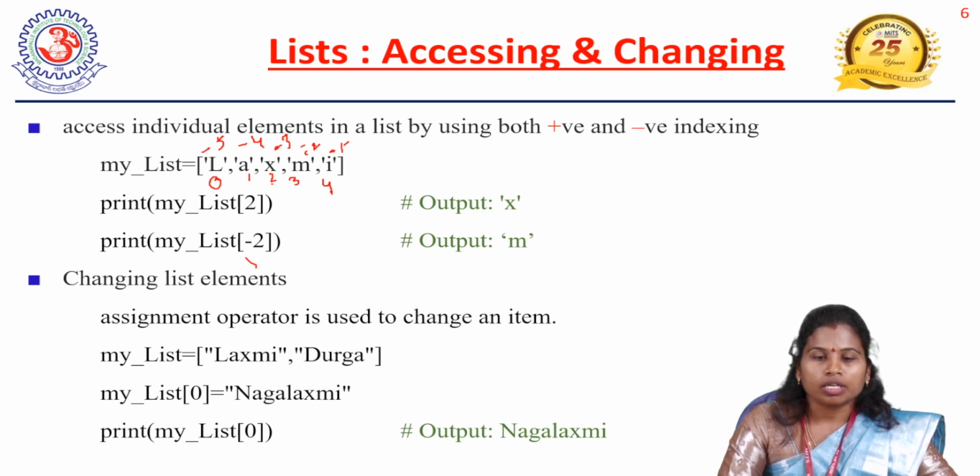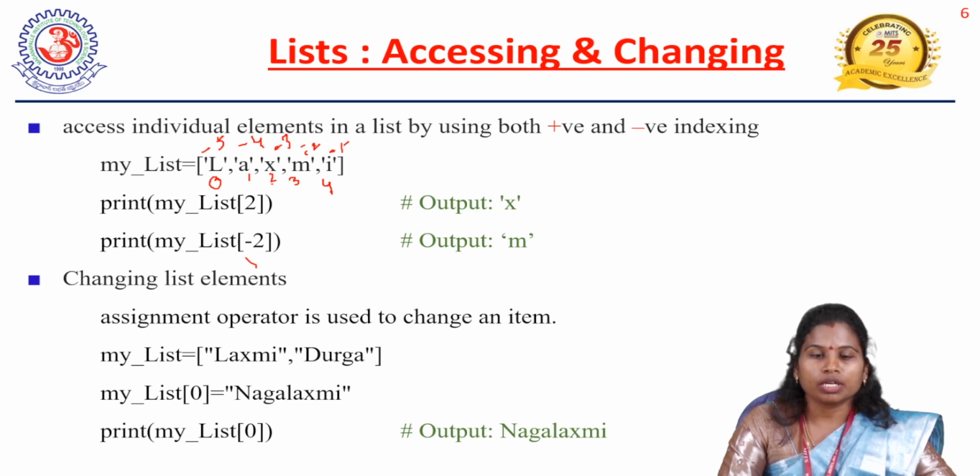So here I want to access element X from my list using positive indexing. For that, this is the syntax: print(my_list[2]). So my_list[2] will retrieve the element X from the list. After that it will display that on the output screen.